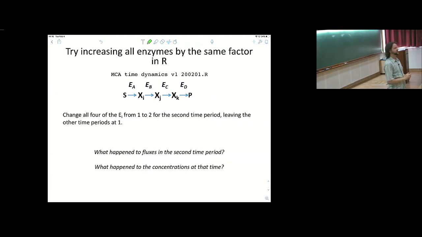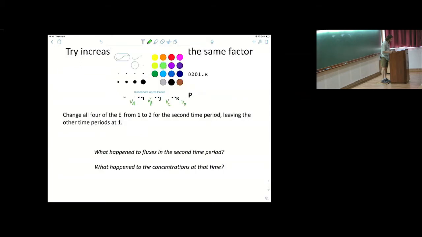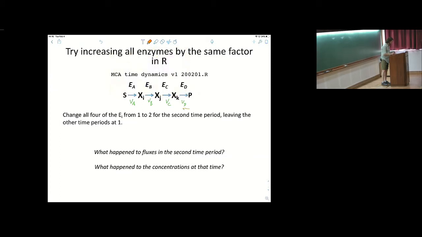And then the question is, what happens? Flux is also... Yes. So what I've got labeled in there is VA, VB, VC, VD. So this one's orange, red, blue, if I remember correctly, and black. Right, so you've got the 4 different fluxes.